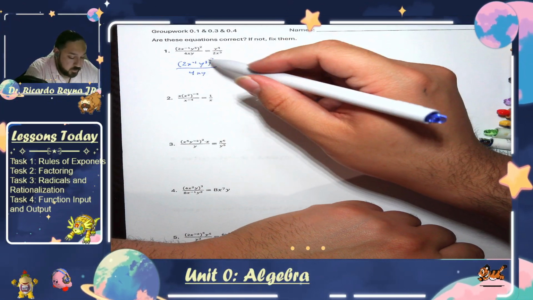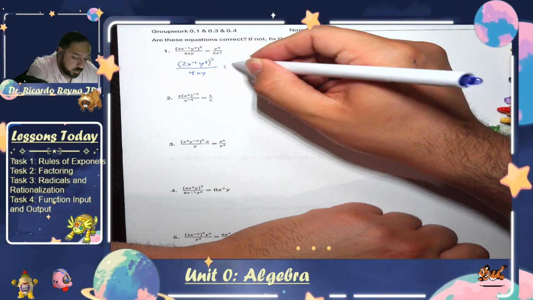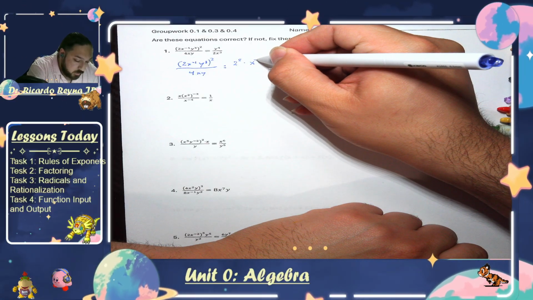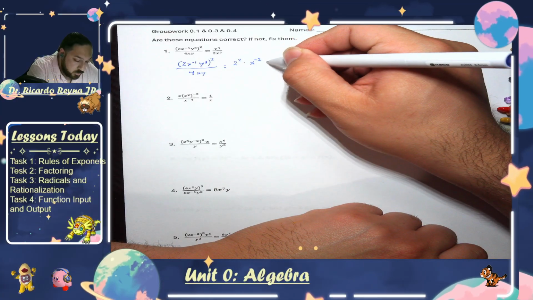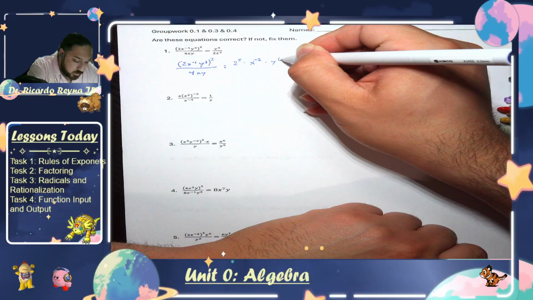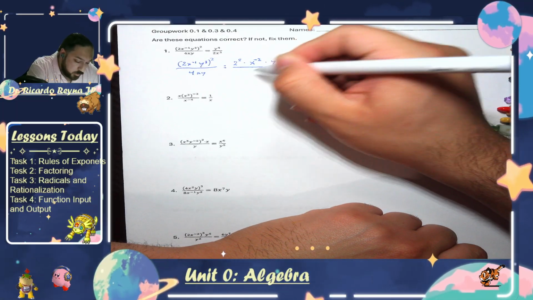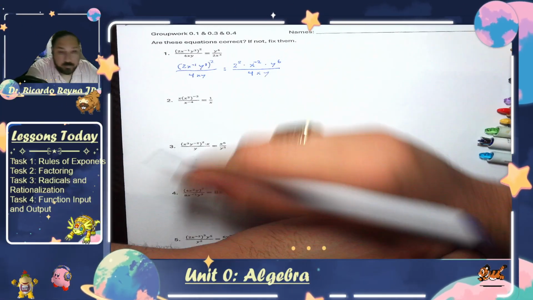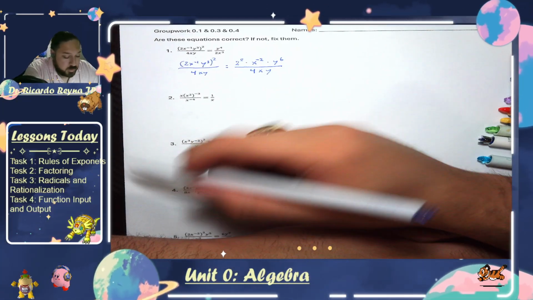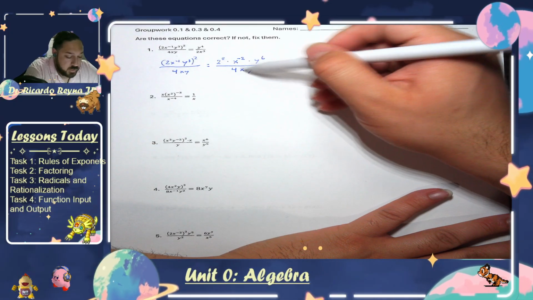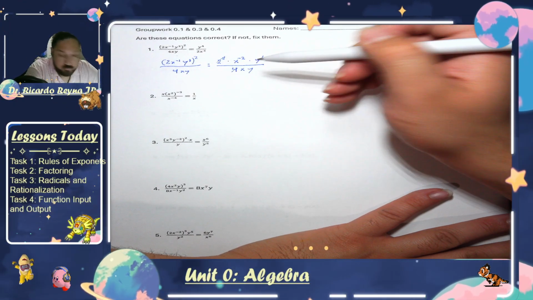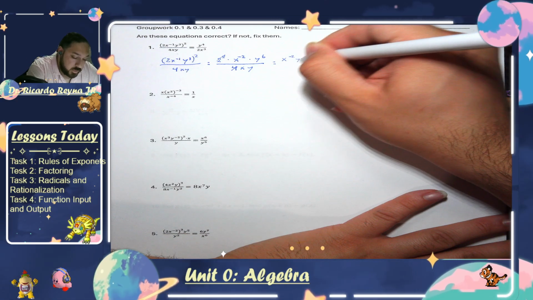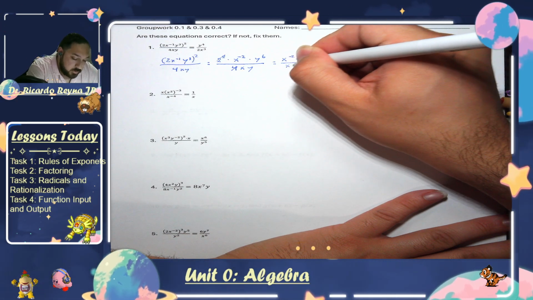Well, we know that we can distribute that power. So we have 2 squared times x to the negative 2, and then times y to the 6, over 4xy. Let's get rid of these two right away, since 4 divides out 4. We're left with x to the negative 2, y to the 6 over x y.